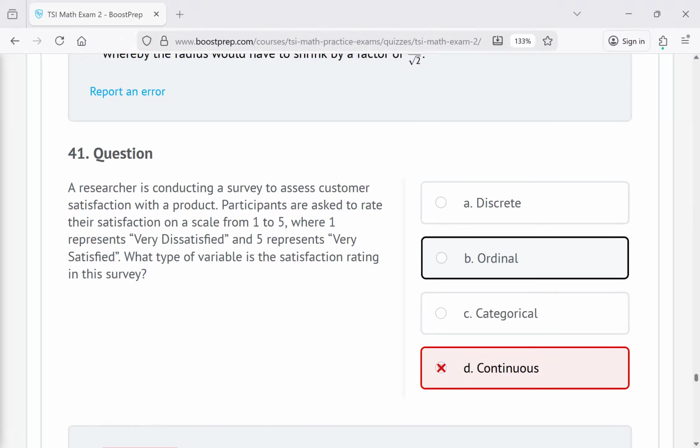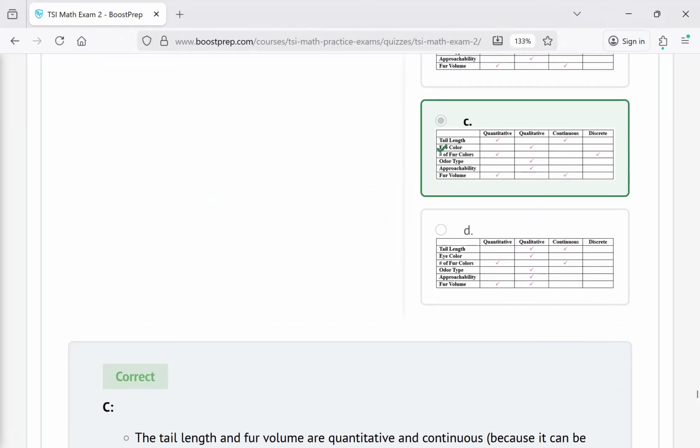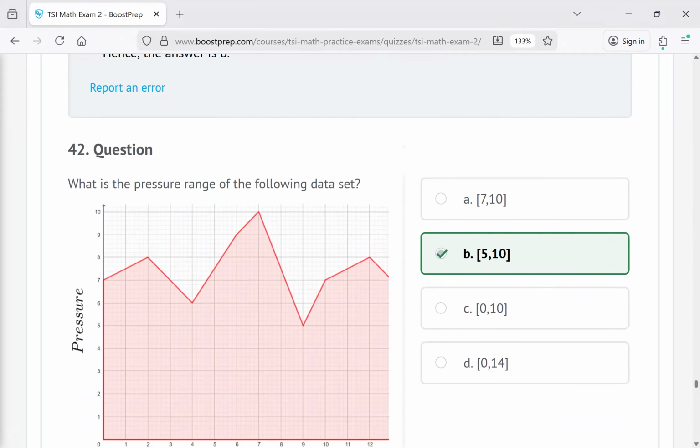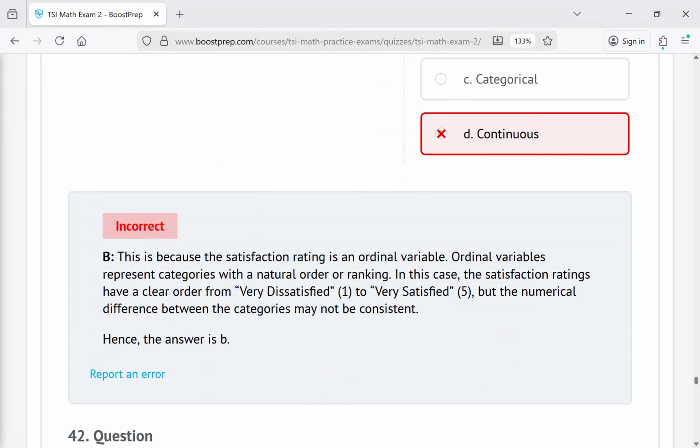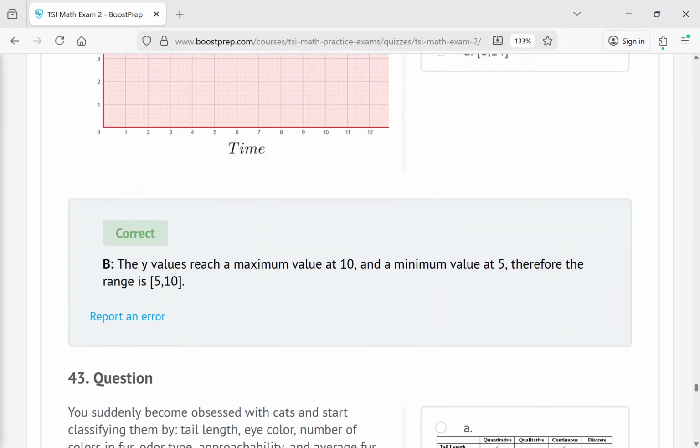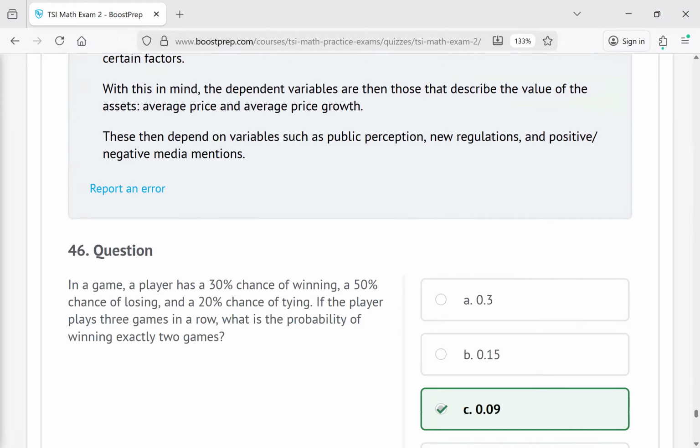This is because the satisfaction rating is an ordinal variable. Ordinal variables represent categories with a natural order or ranking. So if you have something in order, it's ordinal. In the case of satisfaction ratings, if you have an order, you know it's ordinal. So that's why.